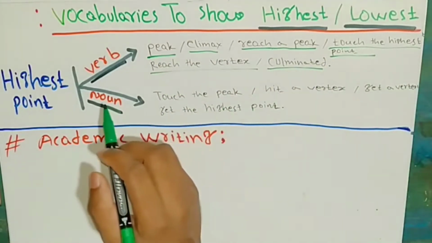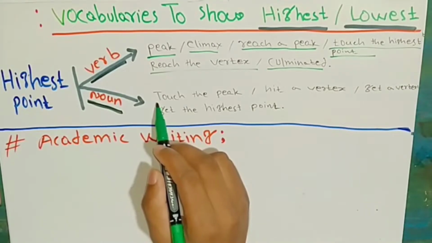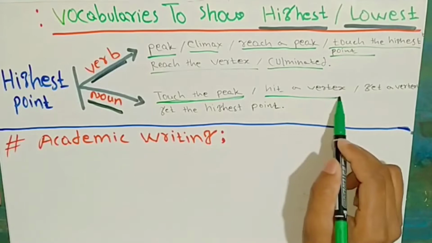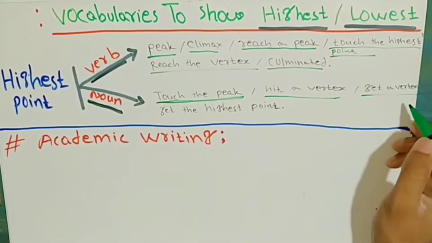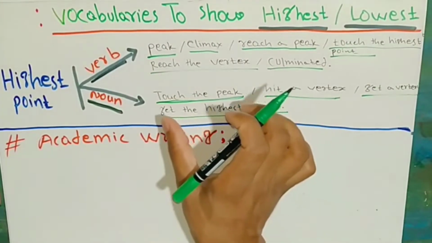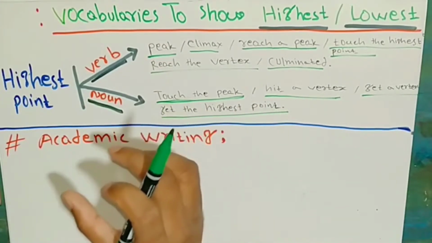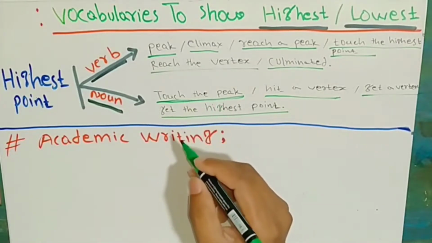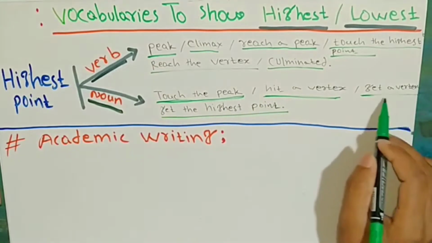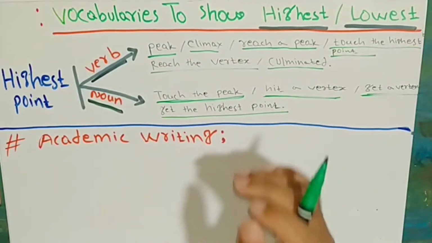So let's see in the noun form what kind of words we have here. We have some words such as touch the peak, hit a vertex, get a vertex, get the highest point, right? So these words are used in a noun position. If you want to show the graph is at the highest point, but the word you need is a noun, then you have to use any of these words. Then the examiner will recognize that your essay writing is academic, right?